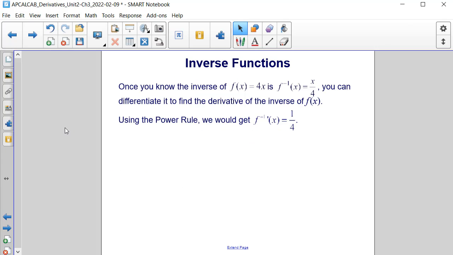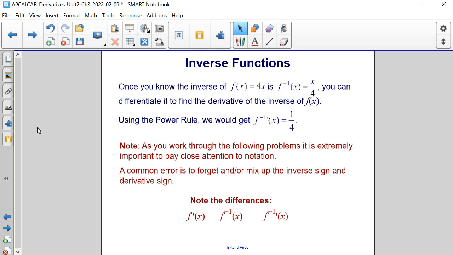Once you know the inverse of f of x equals 4x is f inverse of x equals x divided by 4, you can differentiate it to find the derivative of the inverse of f of x. Using the power rule, we would get the derivative of f inverse of x is equal to 1/4.